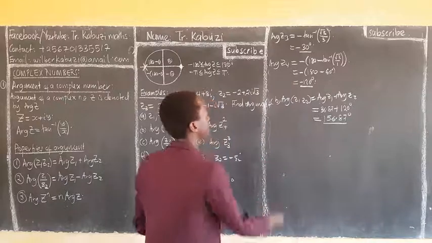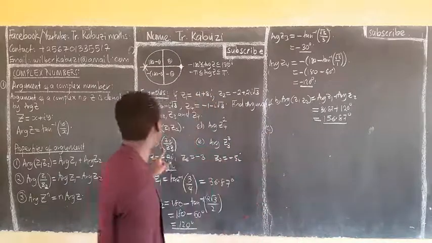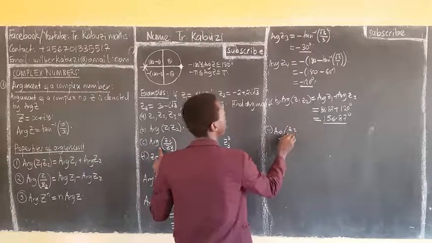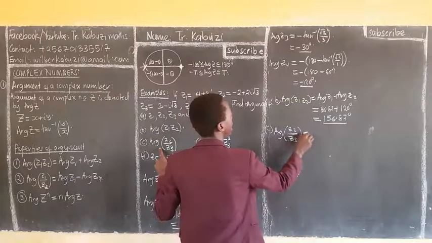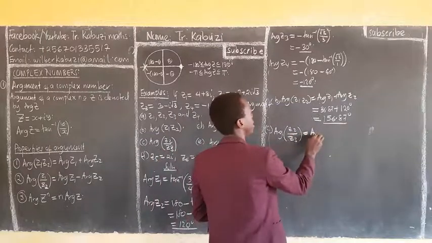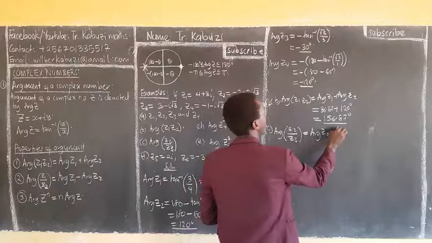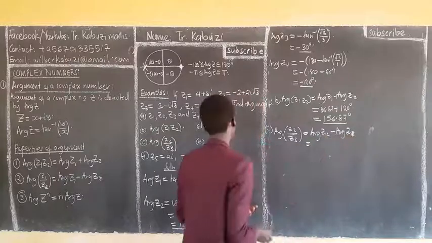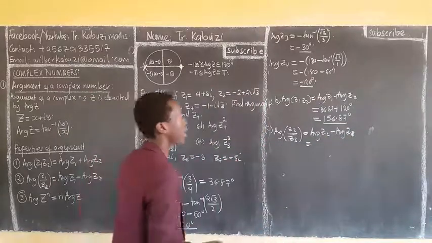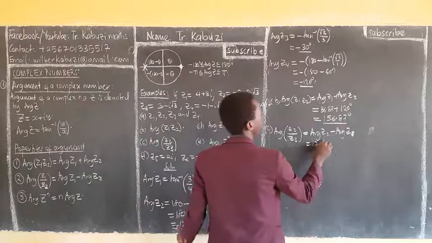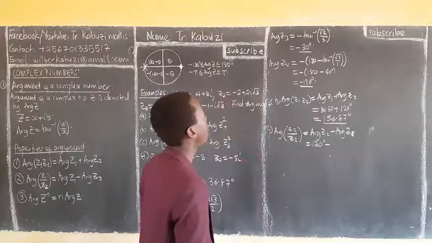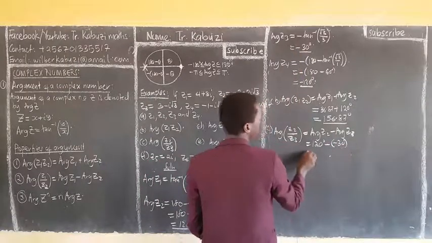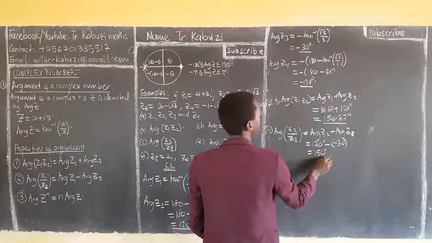You don't need to first multiply. Then see, they are asking for arc of Z2 over Z3. We say dividing is the same as subtracting. So arc of Z2 minus arc of Z3. Our arc of Z2 was 120 degrees, then minus arc of Z3. My Z3 is here, it was negative 30 degrees, which will give me 150 degrees.